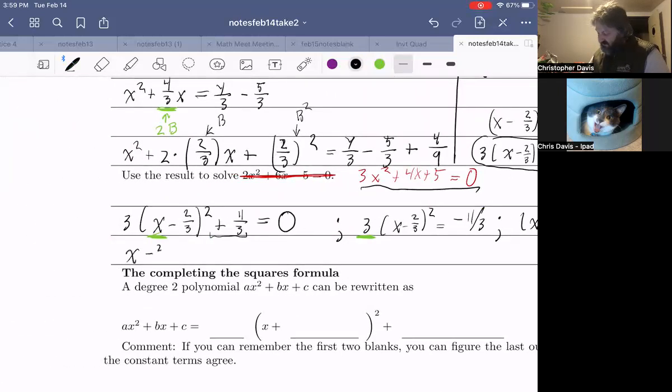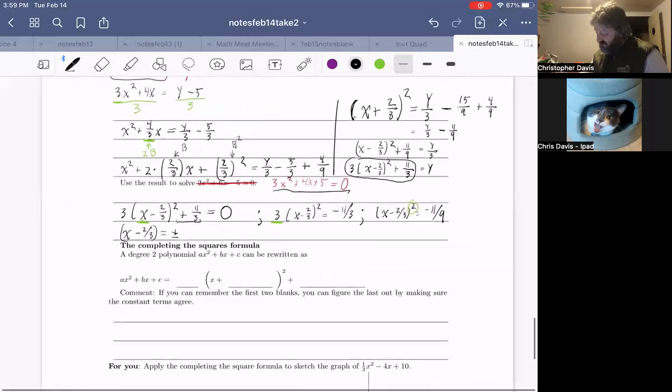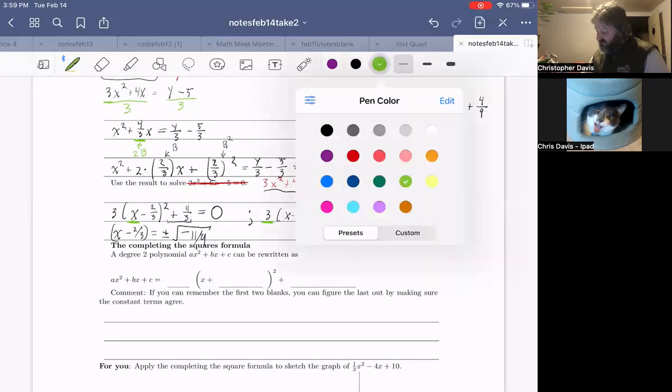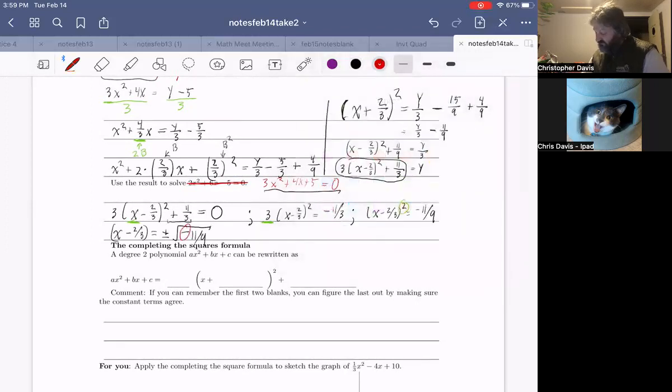X minus 2 over 3 equals, well, there's a plus or minus. Whenever you get rid of a square with the square root, you lose plus or minus information. Square root of negative 11 over 9. And there's a problem here, isn't there? You see a negative in a square root. Which, as we've seen before, just means there are no solutions to this equation.